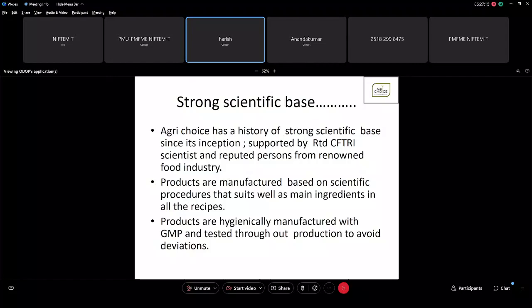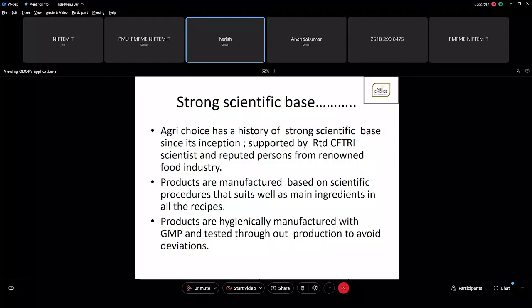Our company is spread over 15,000 square feet, and we have arguably the best machineries, that is an aspirator from Buhler and a destoner from Japan. I mention these names because these machines are really efficient in processing. Then we definitely have a strong scientific base, with retired CFTRI scientists who guide us now and then.